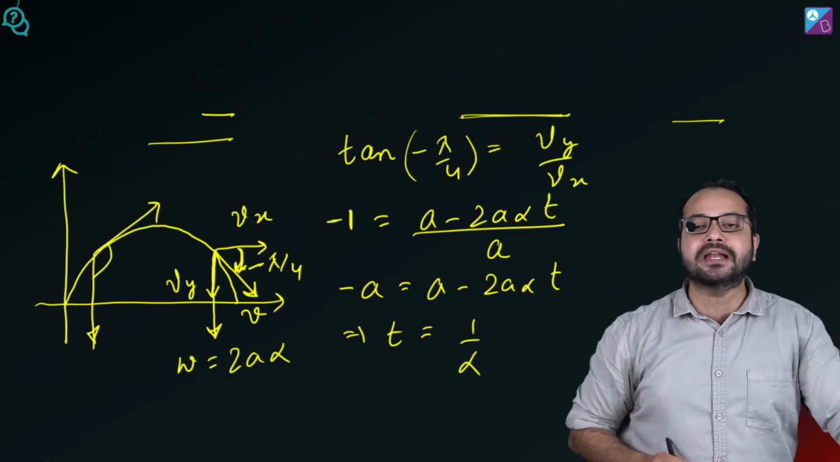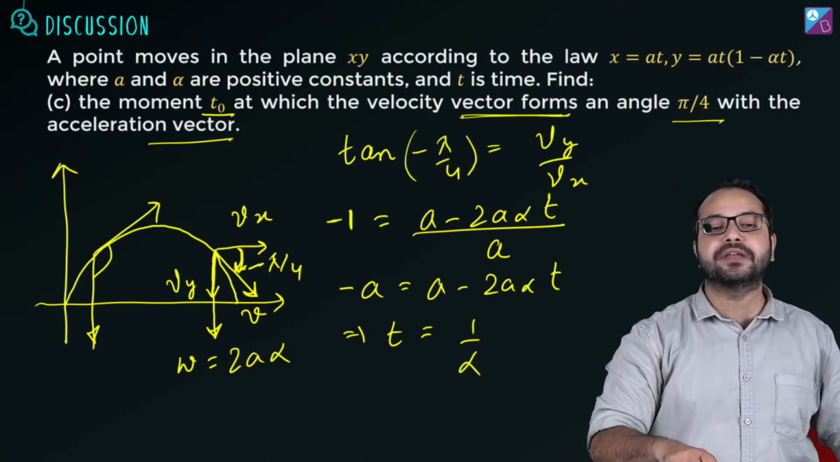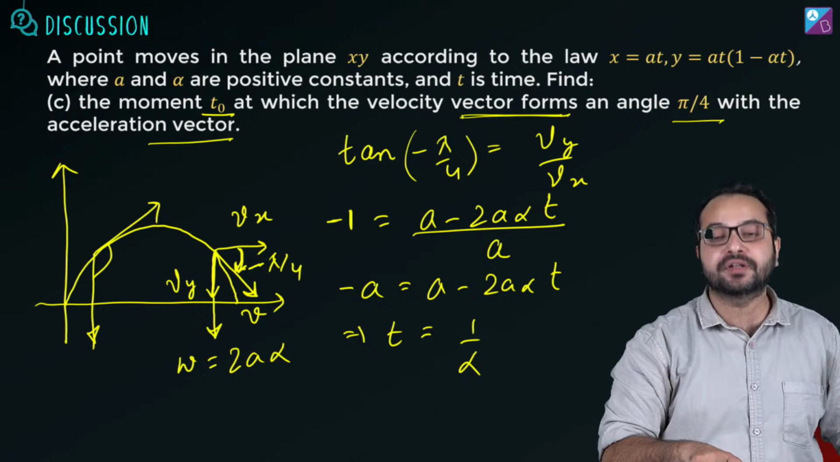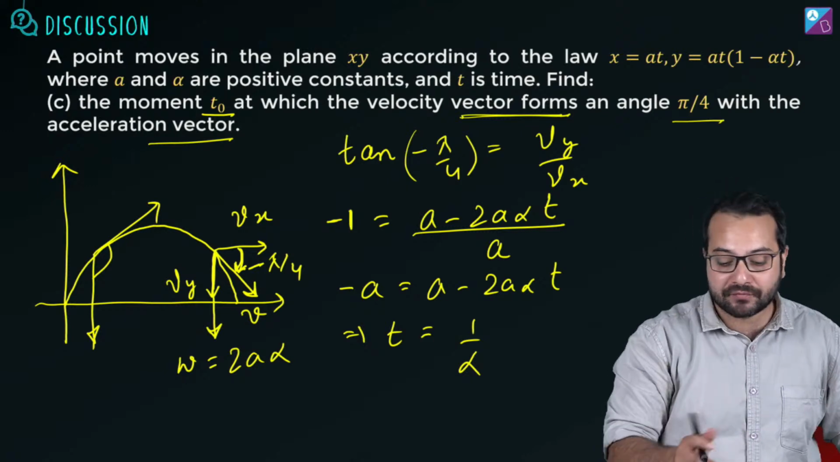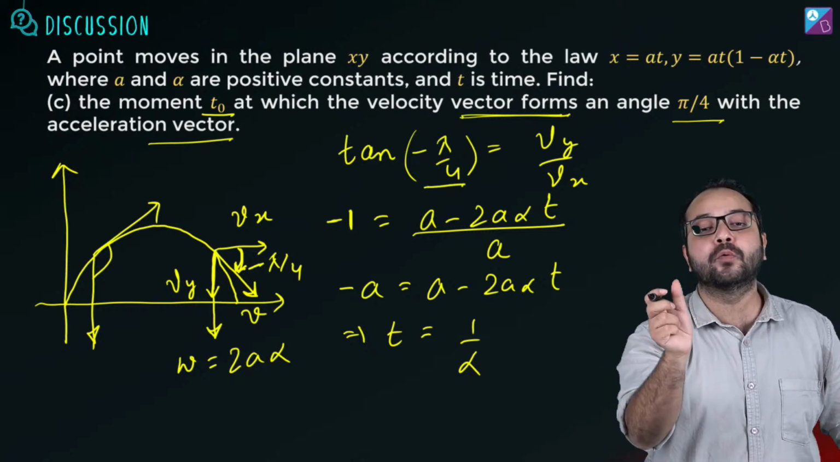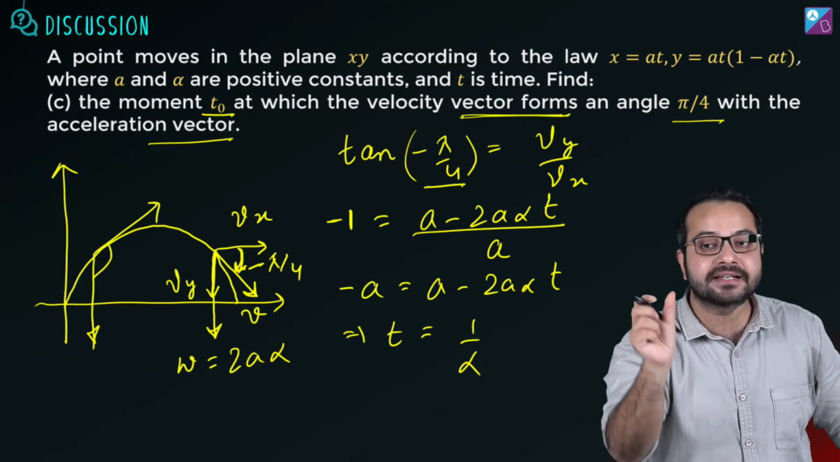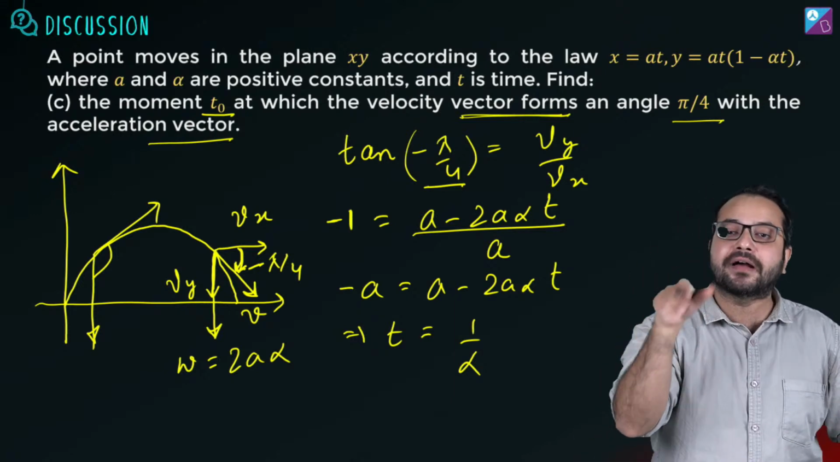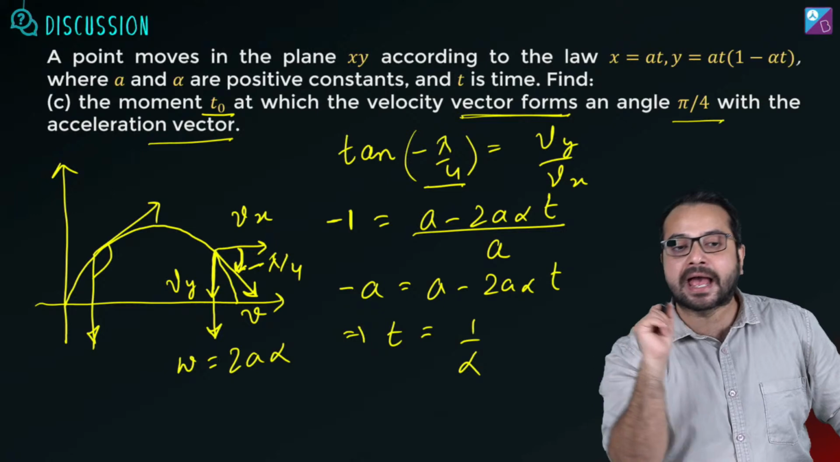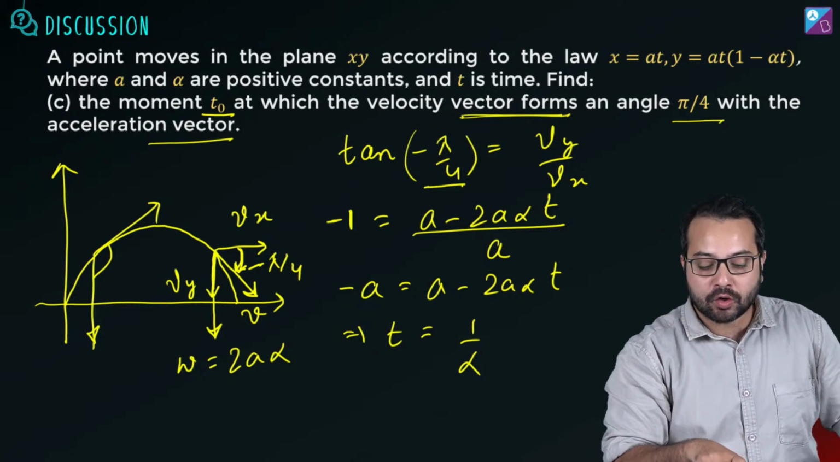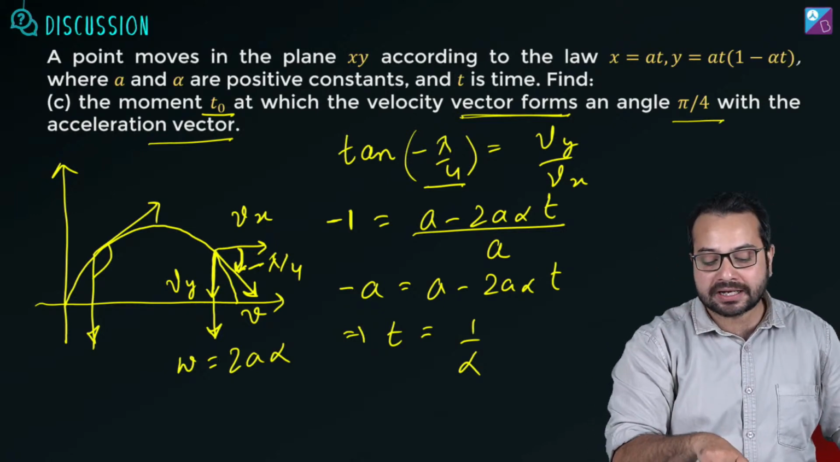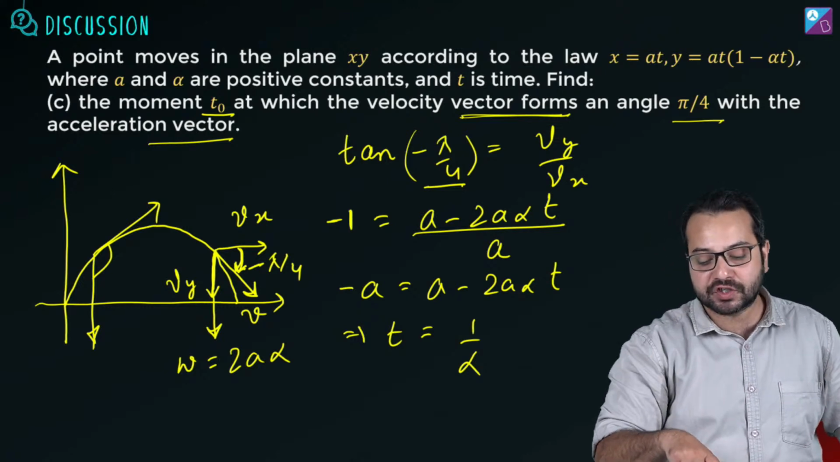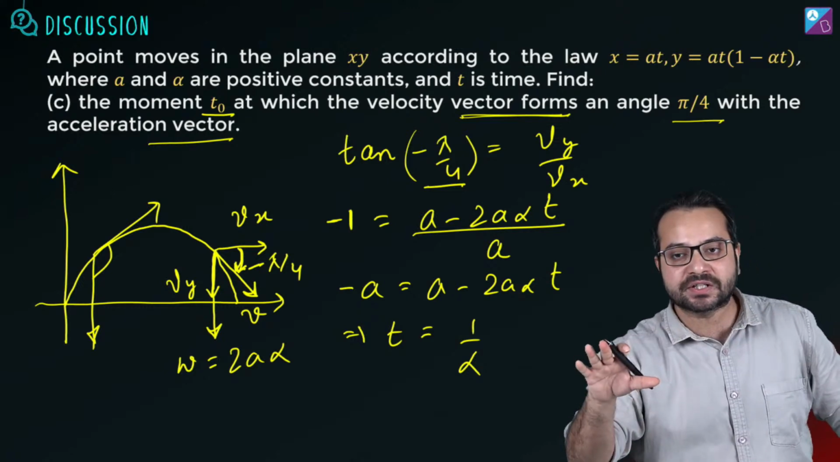So when we are writing tan alpha is equal to Vy by Vx, we should be very careful about the sign over here. We should be very careful about the angle over here. Is it a positive angle? Is it a negative angle? What kind of angle is it making with the x-axis? Okay? So either what we can do is we can take tan minus pi by 4 is equal to Vy by Vx. That is the best way to do it.